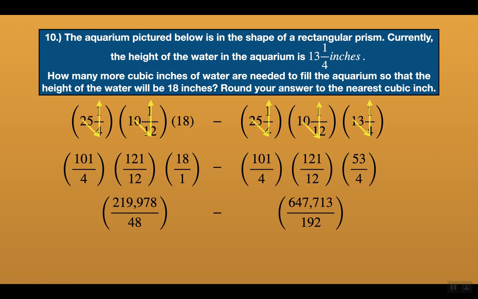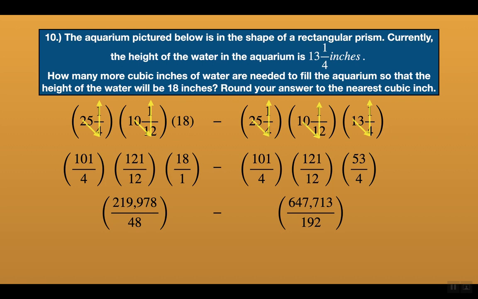Now, here's some good news. If we had to do the next step with fractions, that would be very difficult. But luckily, we don't have to do our next step with fractions because they want us to round our answer to the nearest cubic inch. That means round your answer to the nearest whole number. So what I'm going to do to make this easy is just divide. I'm going to change both fractions to a decimal.